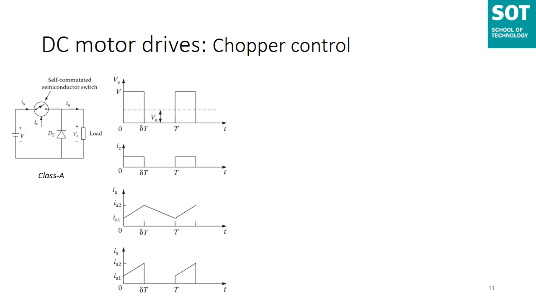A DC voltage source, capital V, as you can see in the circuit diagram, left side top, supplies an inductive load through a self-commutated semiconductor switch, capital S. The symbol of a self-commutated semiconductor switch has been used because a chopper can be built using any devices among thyristors with a forced commutation circuit. The forced commutation circuit usually consists of a GTO, gate turn off, power transistor, MOSFET, and IGBT.